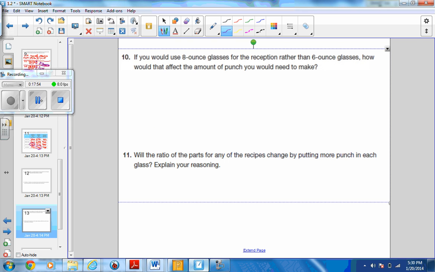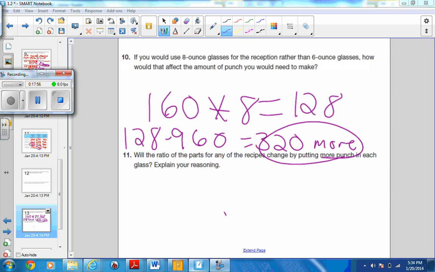All right, so now let's look at 10 and 11 real quick. Okay, so hopefully you figured out, I think that's 1,280, that you would need 320 fluid ounces more punch in order to feed these people. I didn't write it all out for you. I've only got the math, but you need to answer how much you need and how you figured it out.